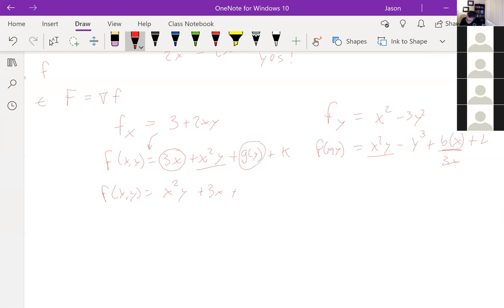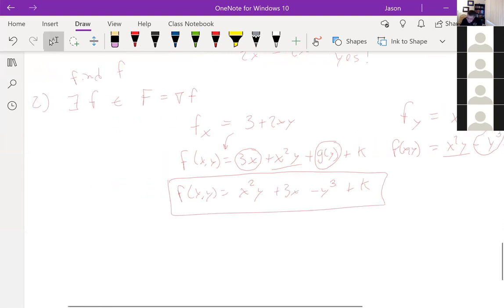Plus the g of y. Well, what's the function that only involves y over here? Well, it's this one here. And if I took the partial with respect to x of that guy, he would disappear. So this is going to be minus y cubed over 3, right? So that's y cubed over 3 plus some sort of constant. Okay, so that gives us that.